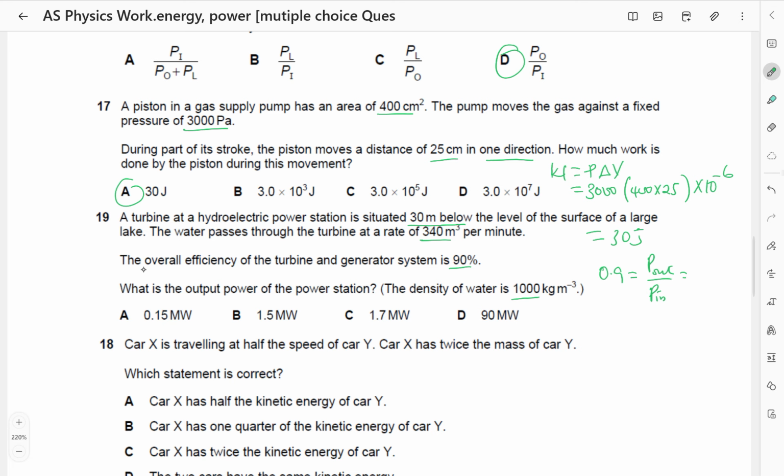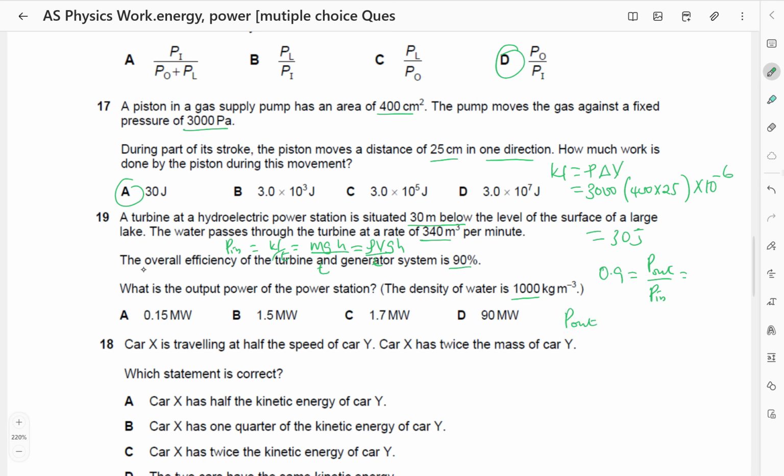So the power input is going to be the work done by the water per unit time, which is the weight of the water, mg, times the distance it will move, so mgh over t. But of course, we know the mass is density times volume. So this will be density times volume, times g, times h, over t. Okay, so I'll just substitute here, making power output the subject.